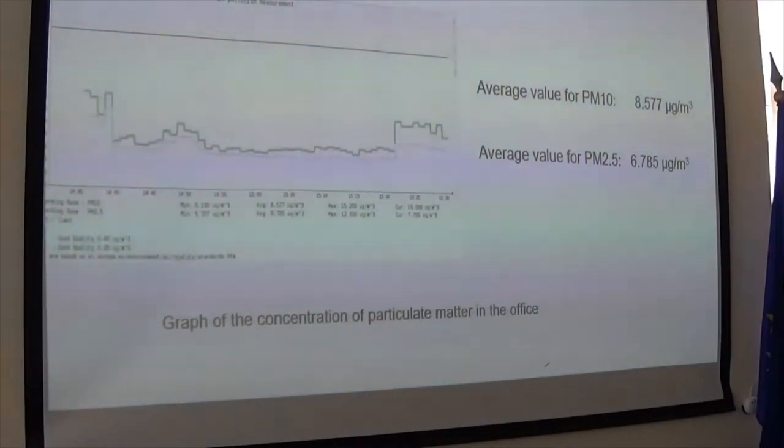Here in this figure you can see the concentration of particulate matter in the office. Here there are two lines, green and pink, because this sensor distinguishes between PM10 and PM2.5. The green line presents the concentration of PM10 and the pink line presents the concentration of PM2.5. This straight line here sets the limit of the concentration of PM2.5. Above this limit there is pollution with particulate matter.